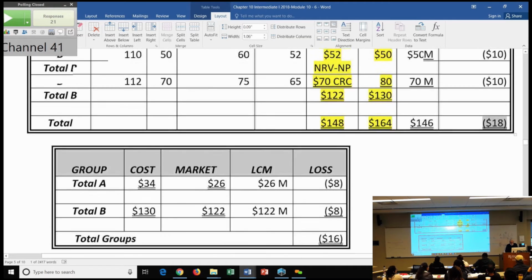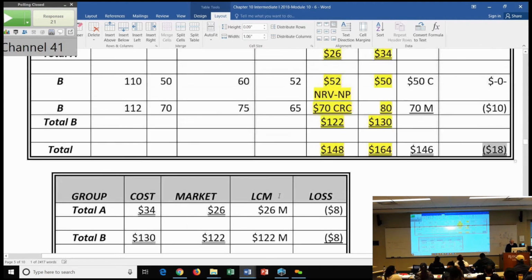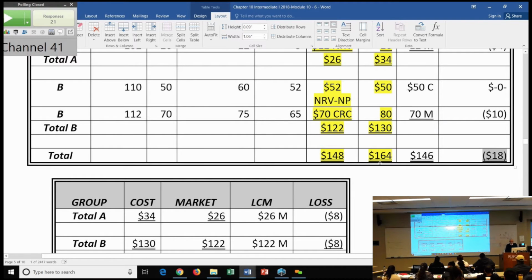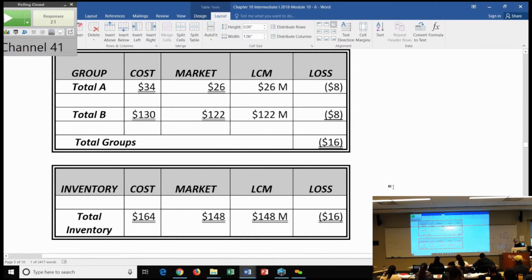So that's 18, and the loss here is 16, and the loss on the individual, I mean, on the total, would also be 16. All right, so those are the rules. You just have to make sure that you practice, get the boundaries straight, and know when to use them. Now, of course, the question is on the write-off, and we'll talk about that in a second.